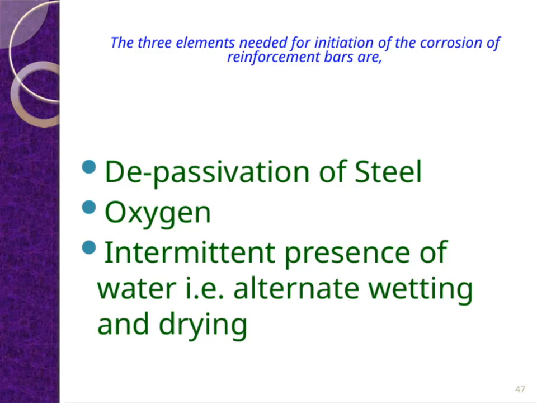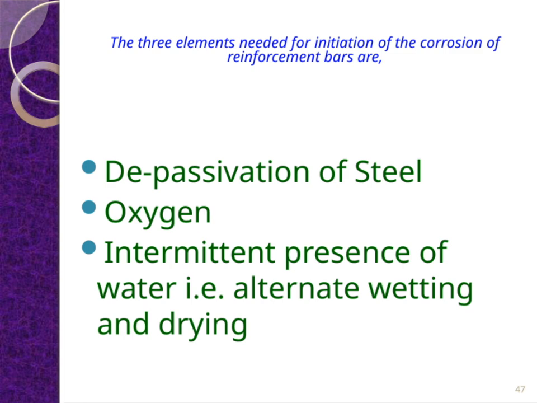Now, let's talk about depassivation of steel, which is a critical step in understanding reinforcement corrosion. When steel is embedded in concrete, it normally develops a protective passive layer that shields it from corrosion. However, this layer can be compromised under certain conditions. One of the main factors involved is oxygen. Oxygen is essential for the corrosion process to initiate, as it reacts with the steel once the passive layer is broken down. Another key element is water, but it's not just about having water present all the time.